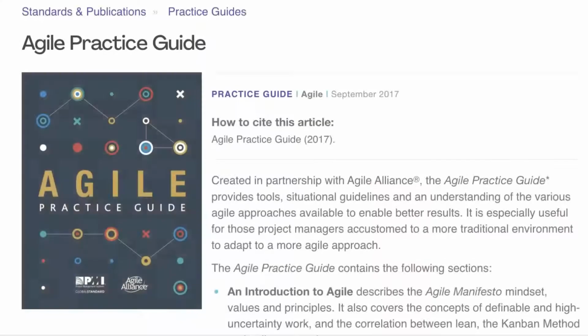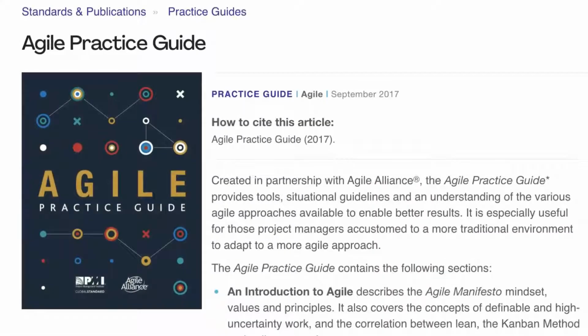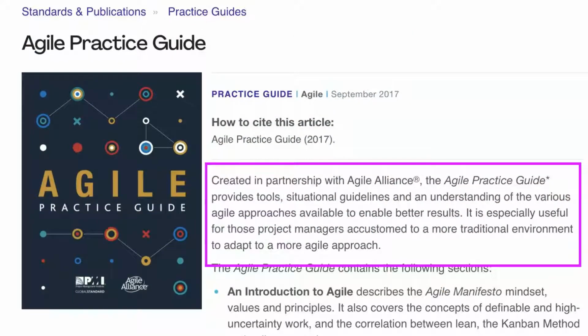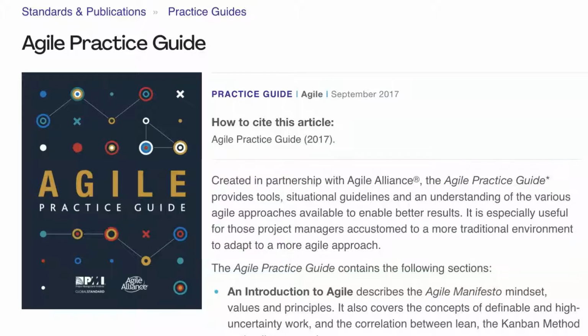Alright, let's dive into the Agile Practice Guide publication. So the Agile Practice Guide was released by PMI along with the 6th edition of the PMBOK in September 2017, and it has been developed in collaboration with the Agile Alliance, which is a non-profit organization responsible for promoting Agile values, practices, and mindset globally. According to PMI, the Agile Practice Guide provides tools, situational guidelines, and an understanding of the various Agile approaches available to enable better results. It is especially useful for those project managers accustomed to a more traditional environment to adapt to a more agile approach. And by traditional environment, they mean a more waterfall style approach.